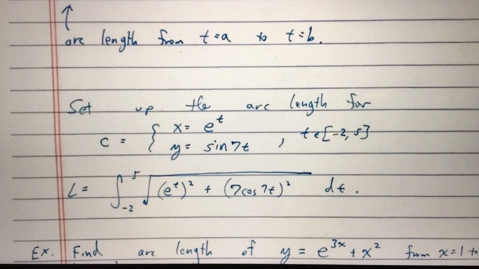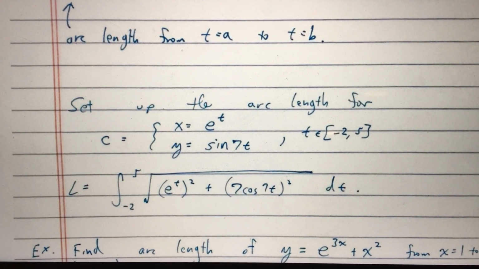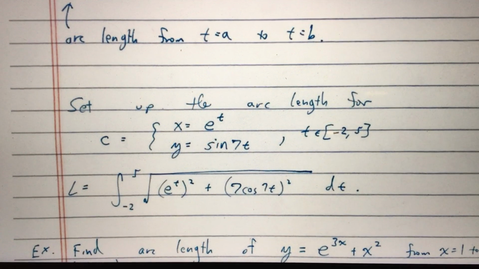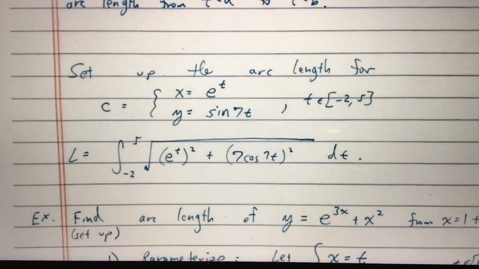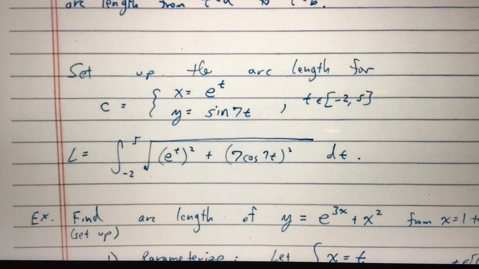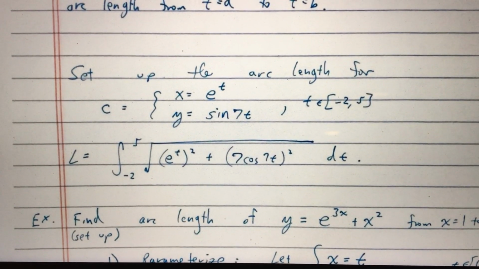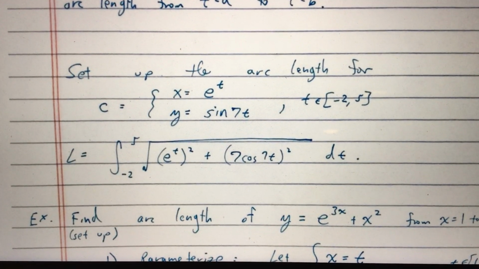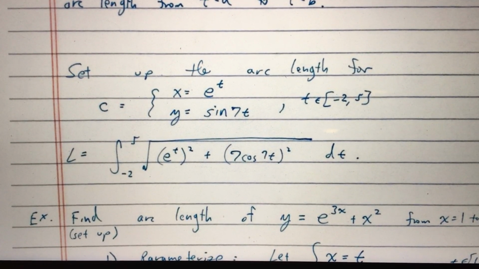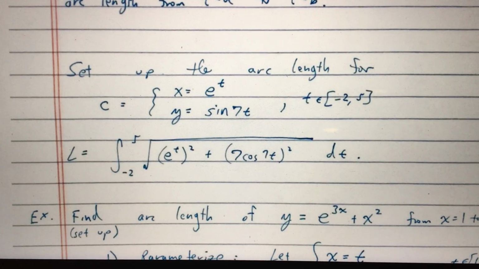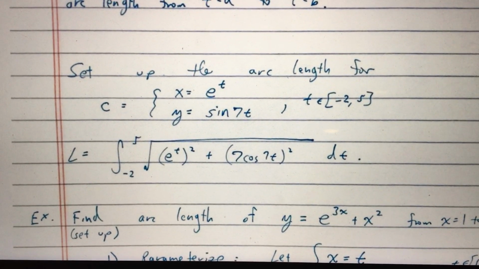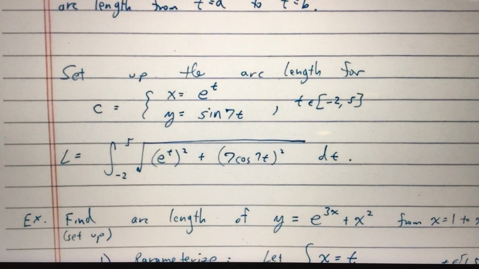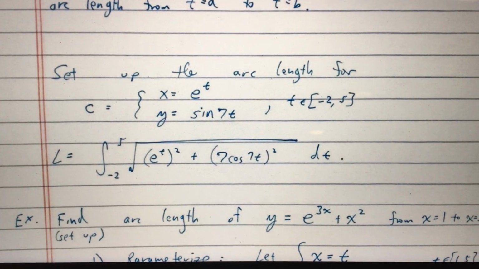So here's an example of setting up the arc length for curve C, x equals e to the t, y equals sine 7t, for t in the interval from negative 2 to 5. So it's the integral from negative 2 to 5, same start point and end point for t. Take the two derivatives. e to the t is its own derivative, square it, and the derivative of sine 7t is 7 cosine 7t, square that. And now you have the setup, and that's all that you needed to do.